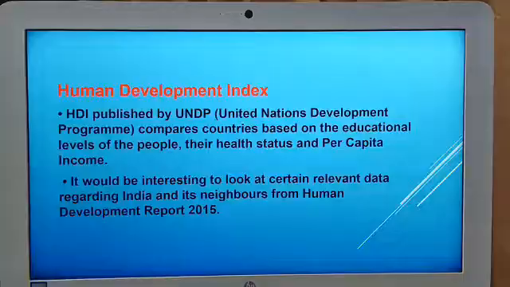The next topic is Human Development Index. The Human Development Index is published by UNDP, United Nations Development Programme, compares countries on the basis of the educational level of the people and their health status and per capita income. So what are the three indicators of Human Development Index? Education, health status and per capita income. The geometric mean of these three indicators are taken when we calculate Human Development Index for various countries.